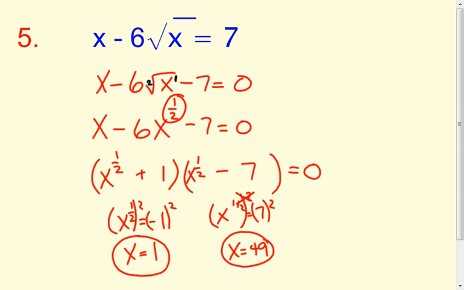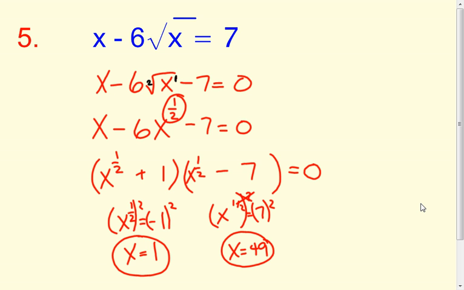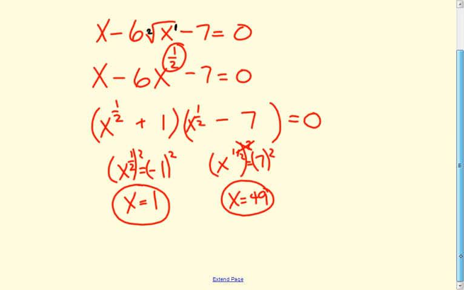So I'm going to check one here really quick, and I'm going to see. Does 1 minus 6 times the square root of 1 minus 7 equal 0? And it doesn't. It equals negative 12. Okay, so you have to check these. And I'm not going to check every single one of them on my calculator, but I will tell you that the 1 on this problem does not check. It is not a solution. But 49, when you check it, does check. So 49 works, 1 doesn't. So don't have that circled as an answer because it doesn't check.